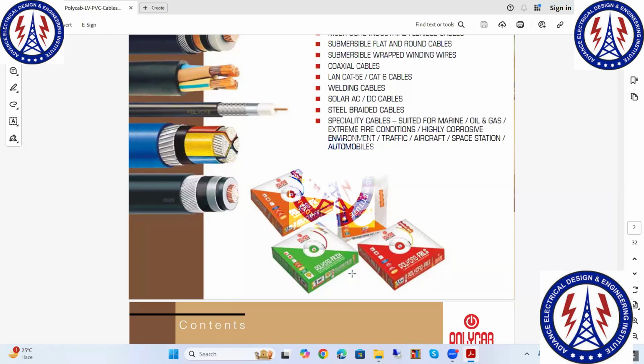I have a question. This fire retardant cable, does it have any additional property of surviving the fire for long hours, something like that? Yeah, that is called the fire resistant cable. This is fire retardant low smoke. Basically it is provided on the insulation.